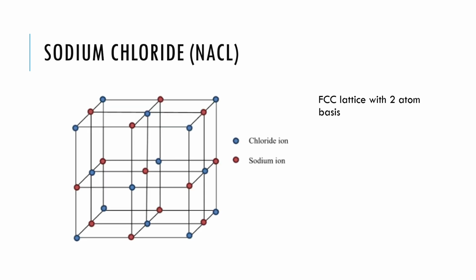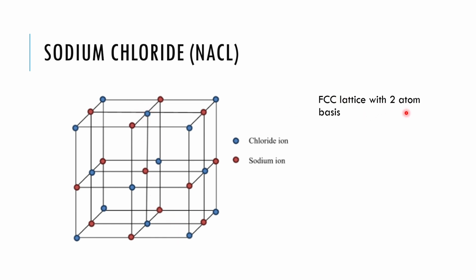The NaCl structure consists of sodium and chlorine ions. It is an FCC lattice with 2 atom bases. The reason it's FCC is that if we just forget about the red ions and look at the blue ions, we can see that all the ions are placed at the corner of a unit cell. Also, there are some ions at the face center. So, it is an FCC lattice with 2 atom bases.